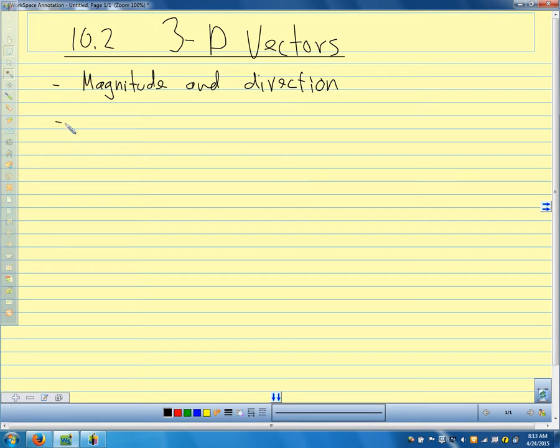In 3 dimensions, we represent our vectors, so there's vector v, we use an ordered triple. So it's kind of like a point. v1, v2, v3 with the angle brackets. And that's how we write a vector. We call this the component form of our vector.